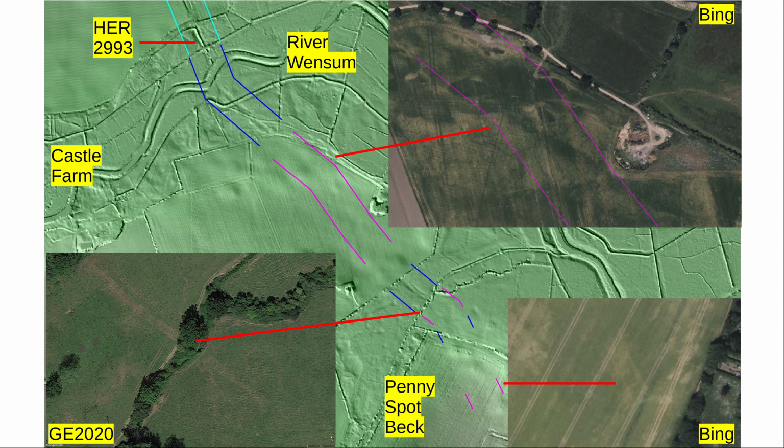Fortunately, we find strong evidence of the road as it crosses Penny Spot Brook and the River Wensum. The road appears on a number of aerial photographs and as LiDAR features in the floodplains of the waterways. Between those two waterways, the side ditches are very clear, along with some possible signs of occupation. On the north side of the river, further occupation was discovered and recorded in Norfolk Historic Environment Record number 2993, which records a possible Roman bridge with timber piles and Roman pottery sherds.